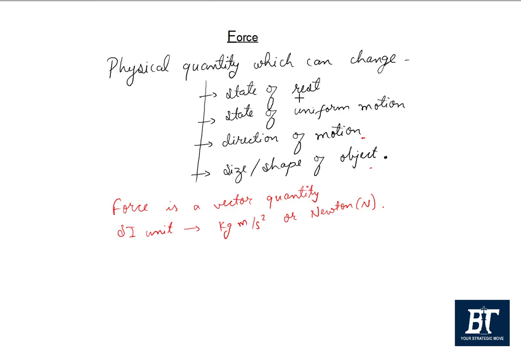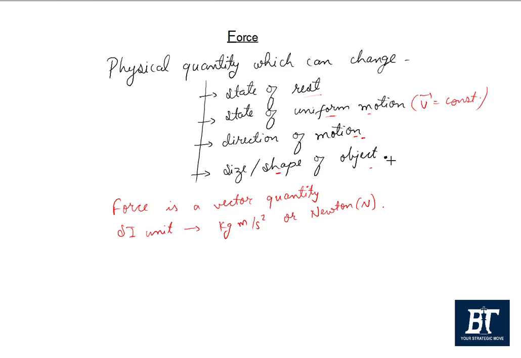In other words, we can say that to change state of rest of any object, we need a force or set of forces. To change state of uniform motion, we have already discussed that if a body is moving with constant velocity, then it is said to be moving in a uniform motion. So to change its state of uniform motion, we need a force or set of forces. To change direction of motion, a force is needed or set of forces are needed. And to deform a body or to change shape of the body, a force is needed or set of forces are needed.